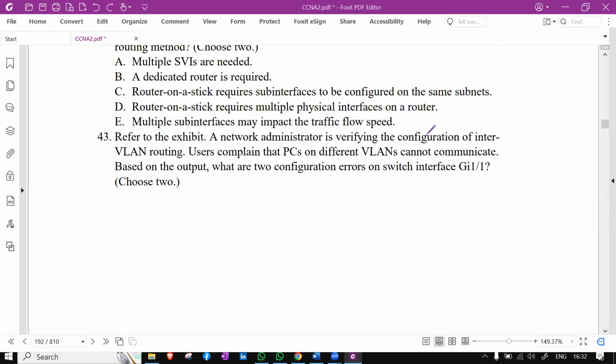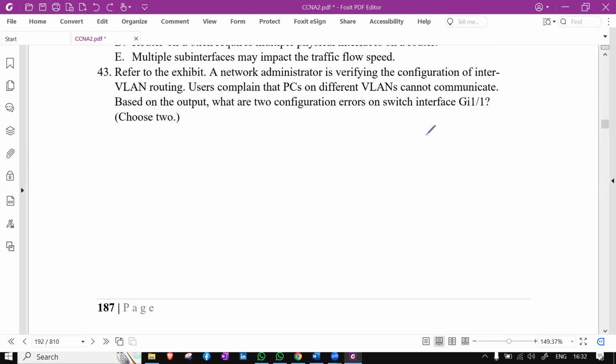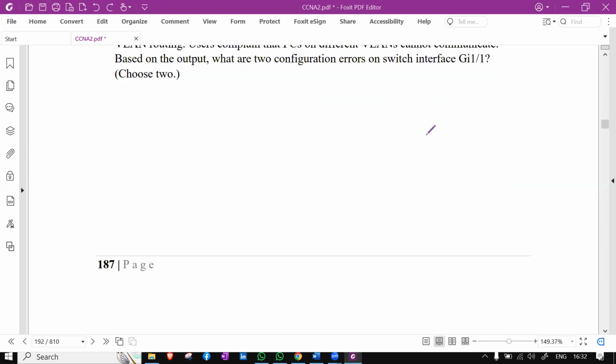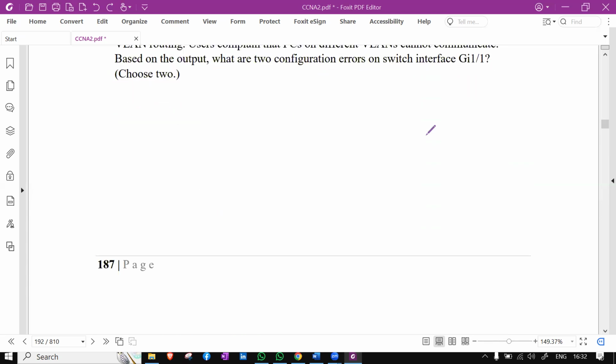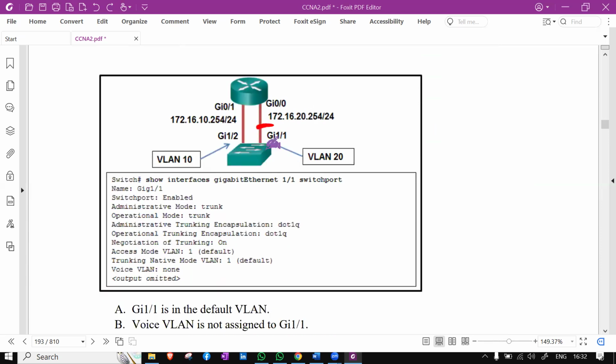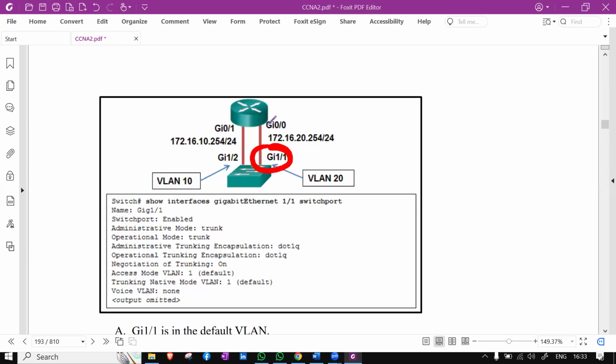Right, 43, refer to the exhibits. A network administrator is verifying the configuration of inter-VLAN routing. Users complain that PCs on different VLANs cannot communicate. Based on the output, what are the configuration errors on switch interface Gig 1/1? Right, panapa problem is between VLAN 10 and 20, apana communication. Inter-VLAN routing for a start. What's the name of that? Legacy. Legacy, voila. Right, so the problem is there.